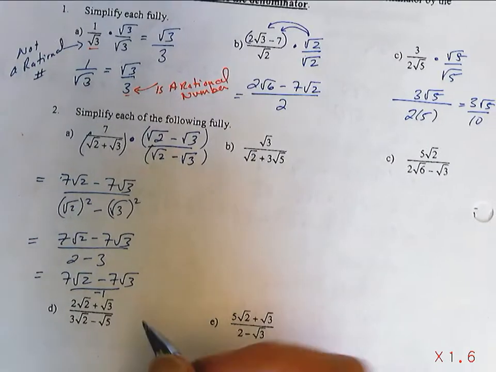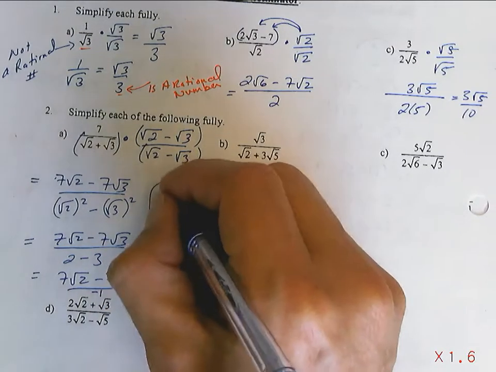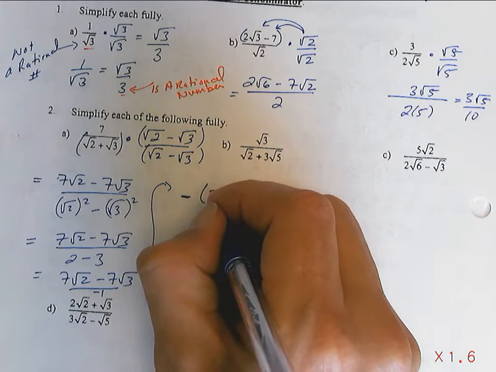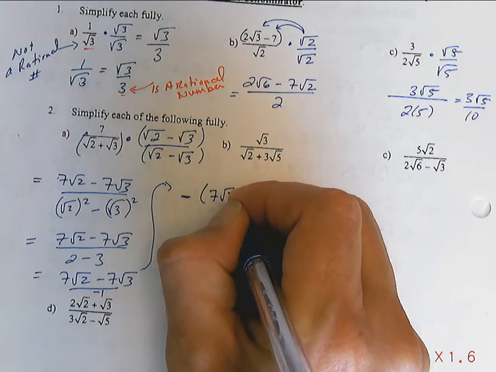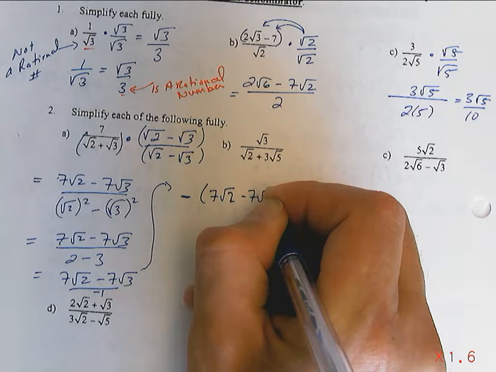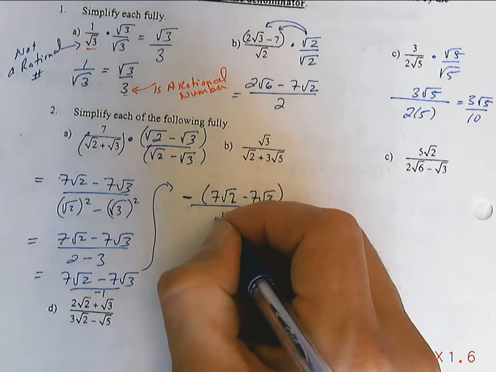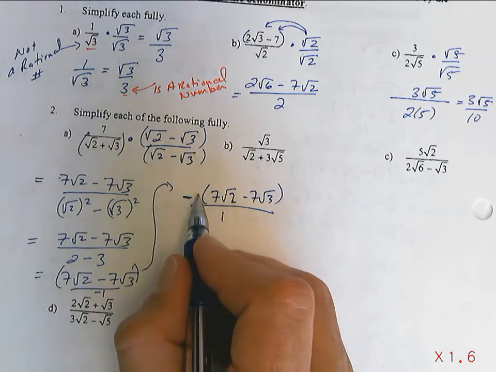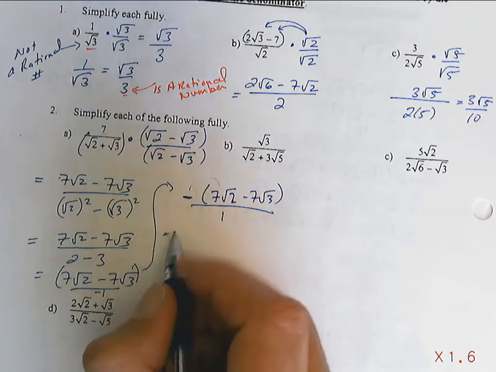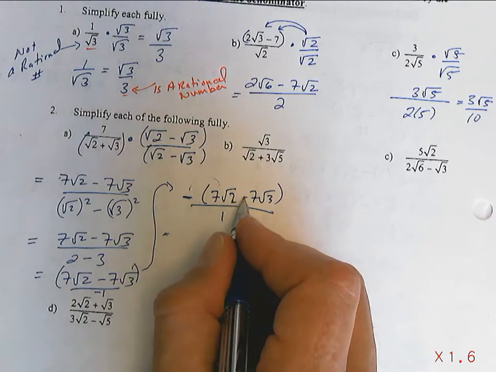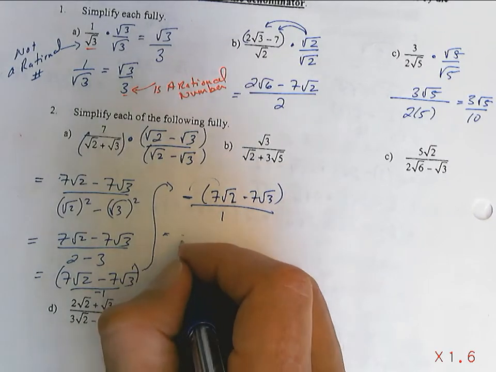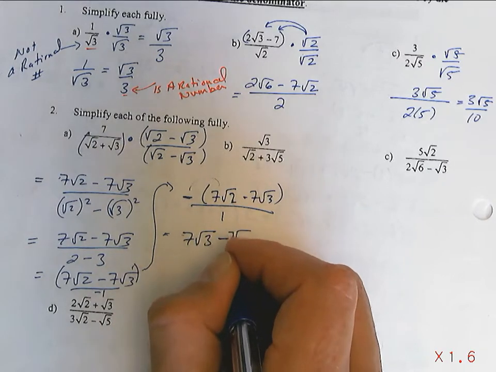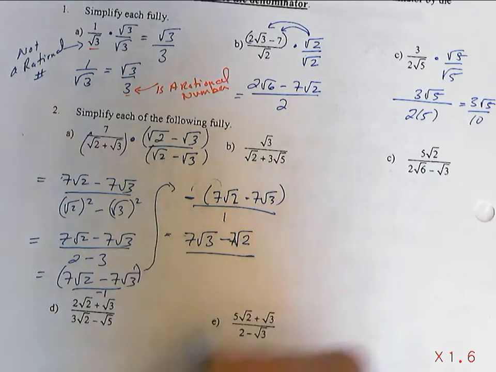Now, that's ugly. We want to bring the negative up. But when the negative comes up, it's got to go for the entire top part. So we brought the negative up, but it has to be the entire top. So now the negative's there. If I put the negative in, it's going to be negative 7 root 2, positive 7 root 3. And I'm just going to rewrite that as positive 7 root 3, negative 7 root 2. And that would be my final answer.